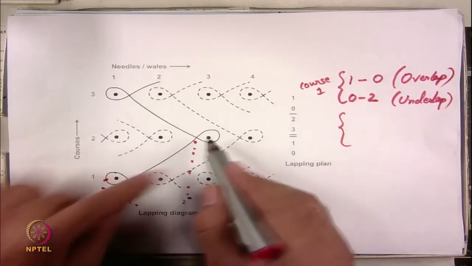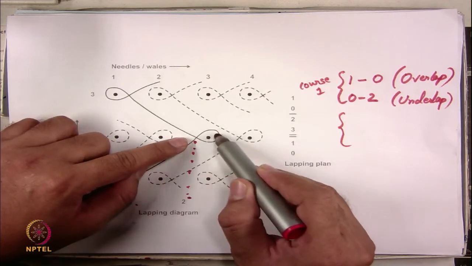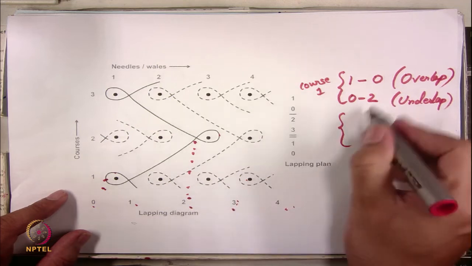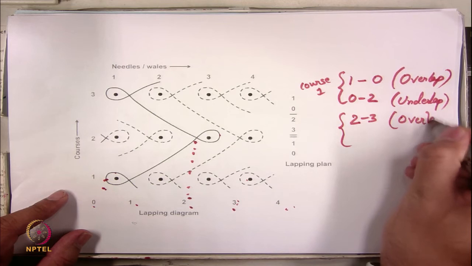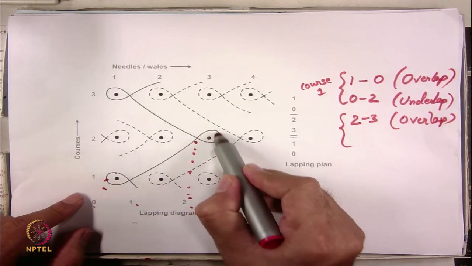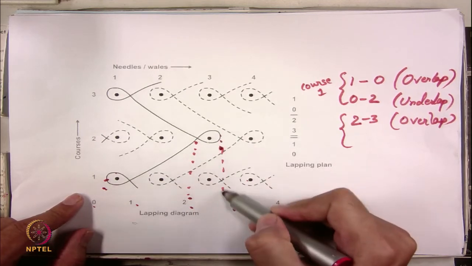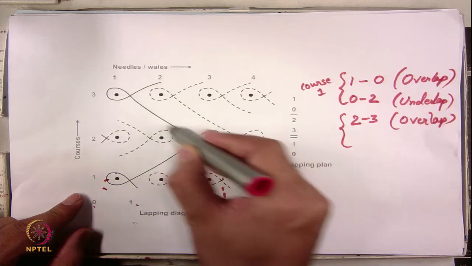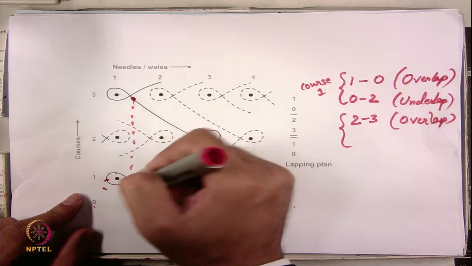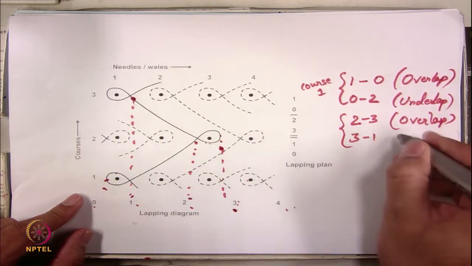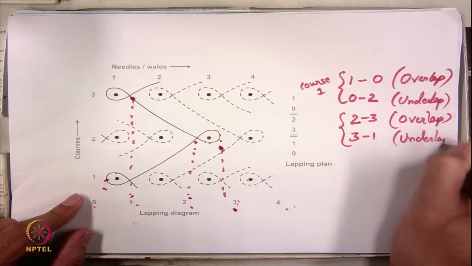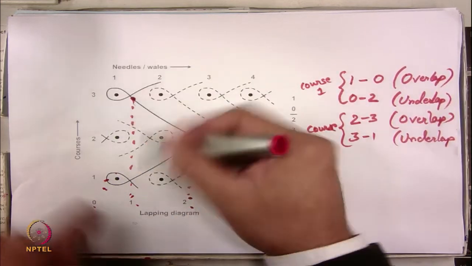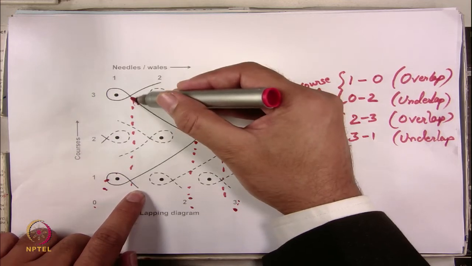Then after that, once it reaches the second position, you can see the yarn is moving towards the front side, which is again overlap, and the position is shifting from 2 to 3. So 2 to 3 is nothing but overlap because it is on the front side. Now the guide is at the third position. From the third position, again it is following this path on the back side, and then it reaches this position, which is nothing but the first position. So 3 to 1 is again underlap. This is course number 2. So after finishing 2 courses, we reach the same position. We started from here, and we are ending in the same position.